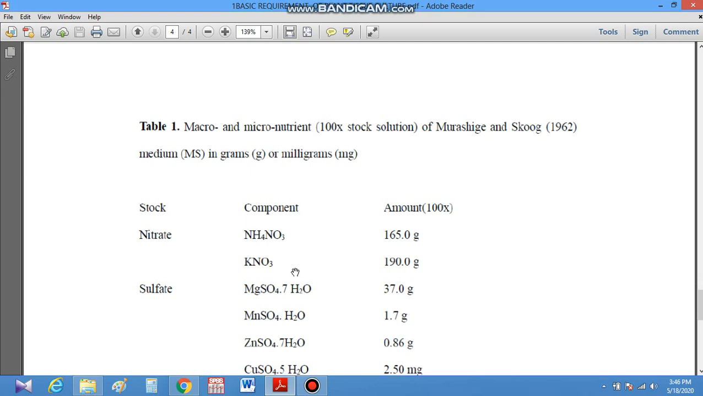So we have discussed here the composition of MS medium for tissue culture. In the next lecture we will proceed further.